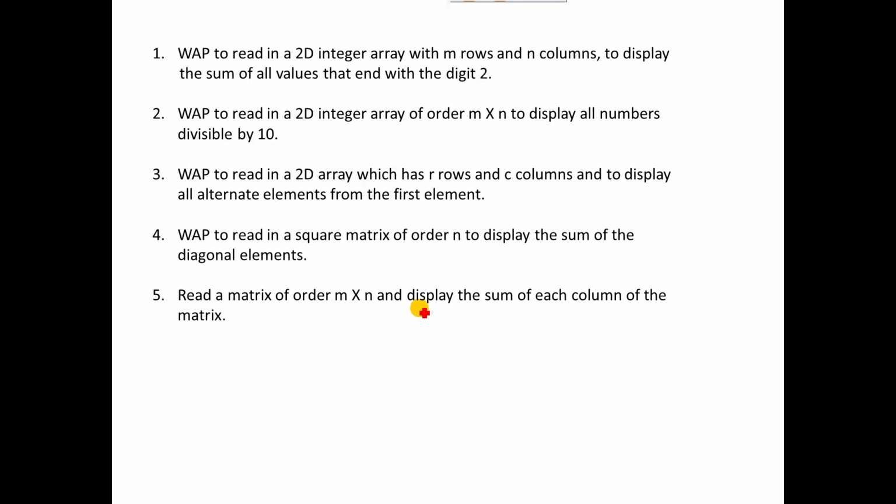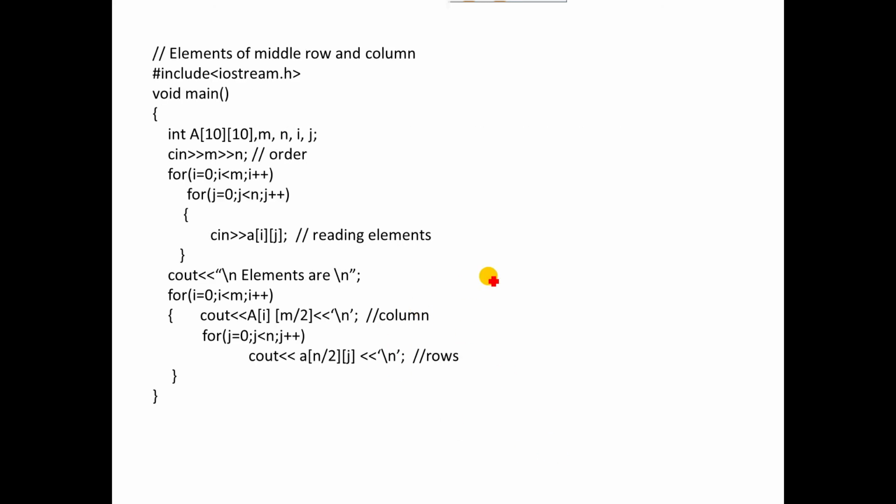Few examples of array programs. Middle row, middle column. To print the middle column, this is to print the middle row, all the elements of the middle row. This is to print all the elements of the middle column.